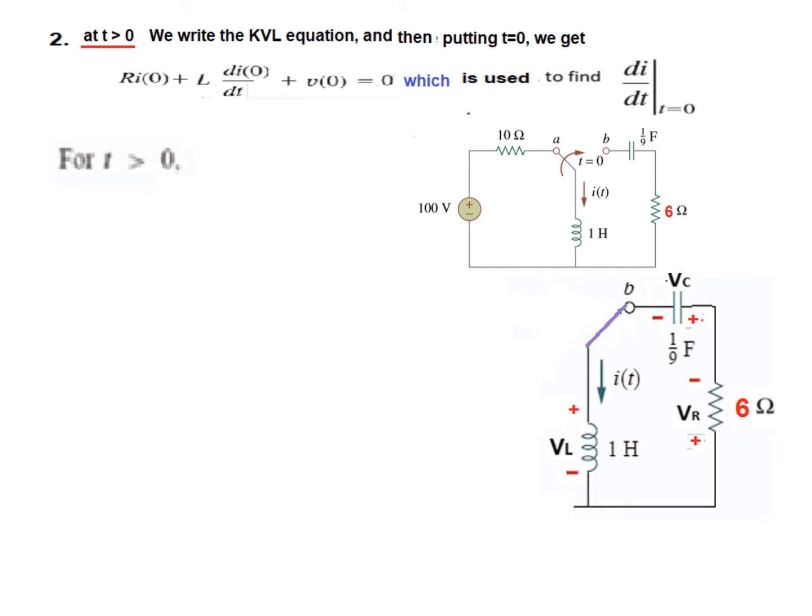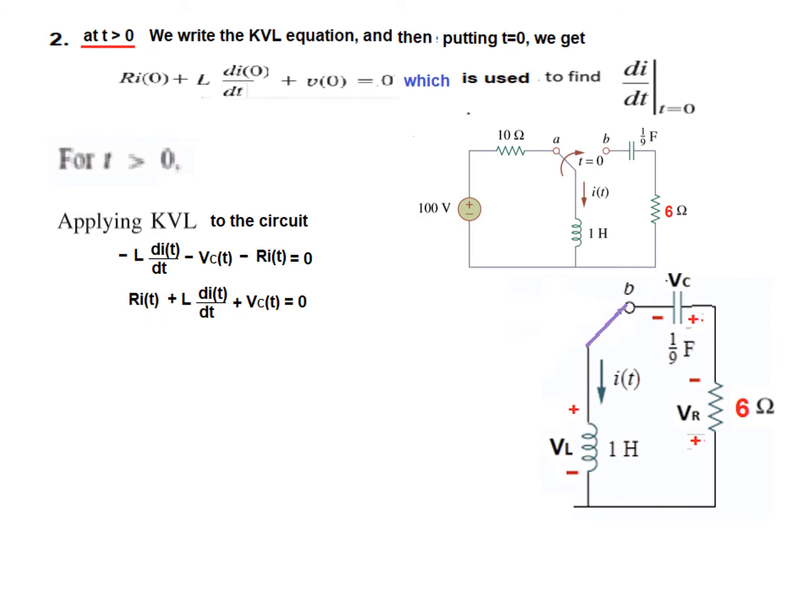Now based on this current, we know that wherever the current touches first, that terminal becomes positive, so positive here, negative here. Current coming, touching here first, so positive, negative. Touching here first, so positive, negative. So these are the voltage polarities. And now we can write the KVL equation. We start from here and go clockwise. So minus VL or minus L di/dt, minus VC, so minus VC(t), and minus R i(t) is equal to 0. Taking common minus, we get this equation.